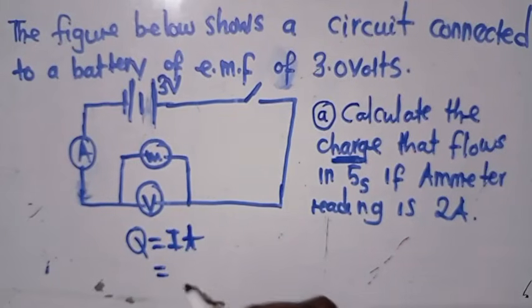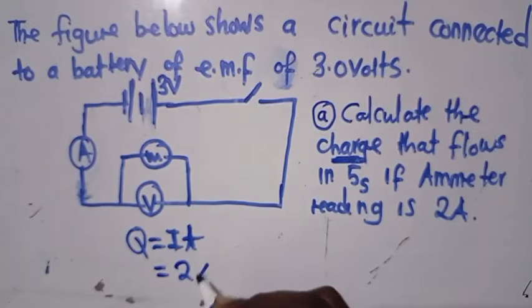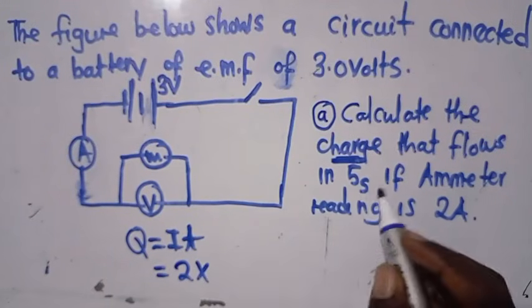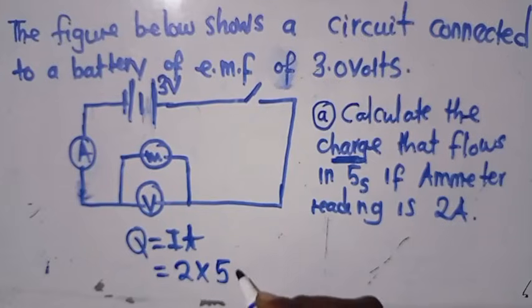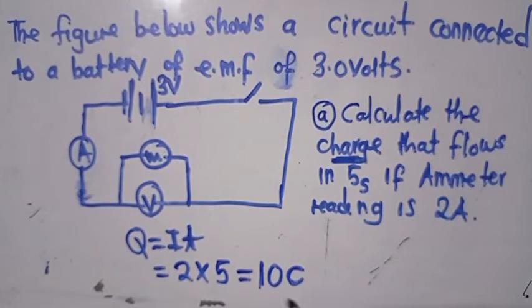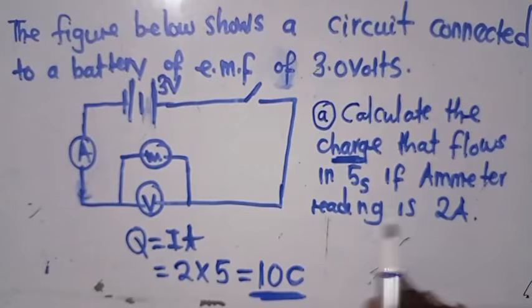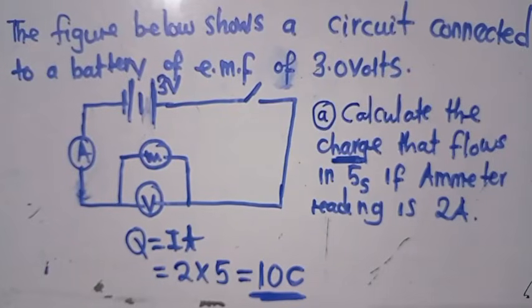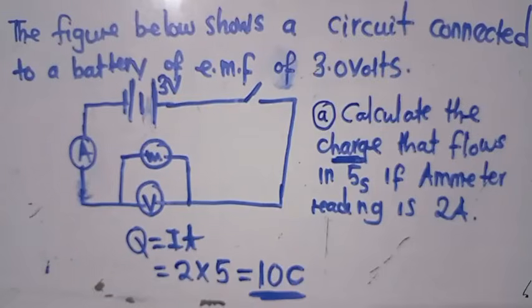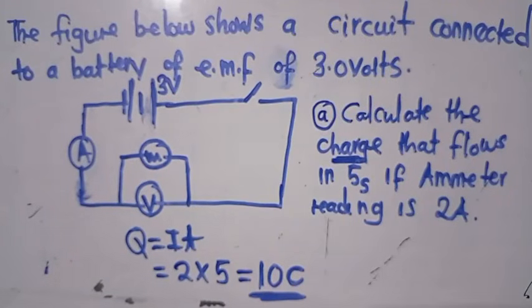Your current is 2. Time should be in seconds, and you are given the 5 there. So altogether it is 10 coulombs. So C, which is coulombs. This is the charge that flows in 5 seconds if the ammeter reading is 2 amps. Have you seen how these questions are? These are simple questions that you are given, and these are questions that you need to understand.